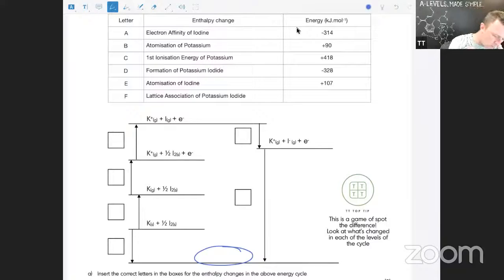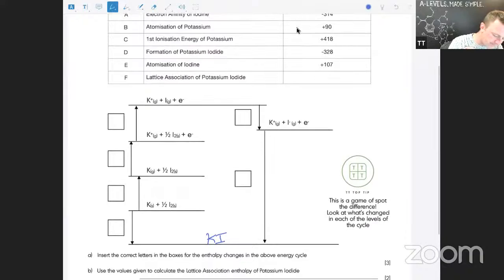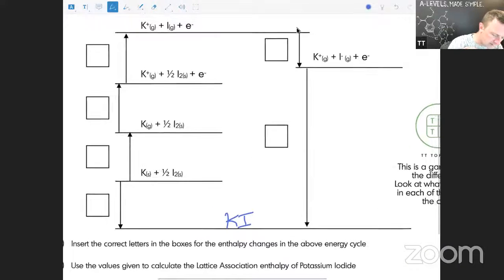Ki. Ki what? Specifically, we have got states of matter in there. Good. Solid. Ki solid. Good. Okay. So let's go through these arrows one by one. Let's do this one on the right hand side here.